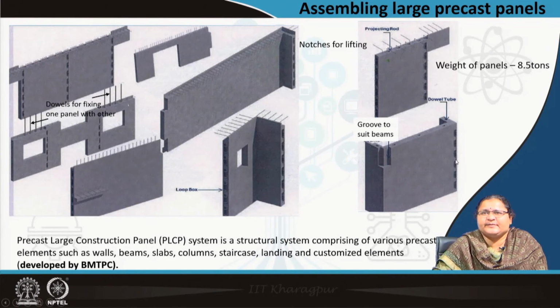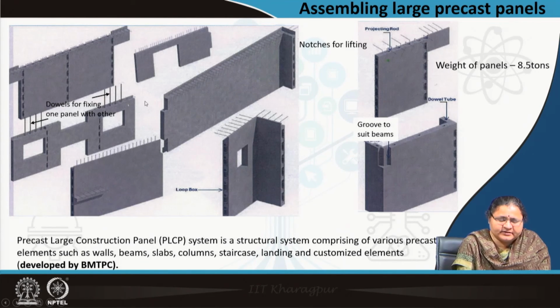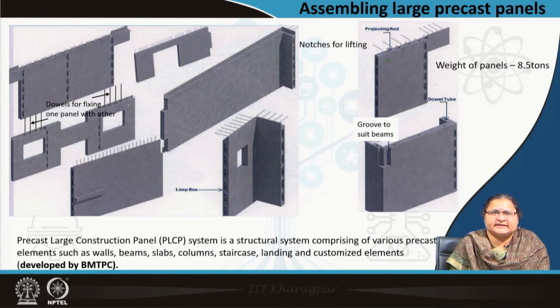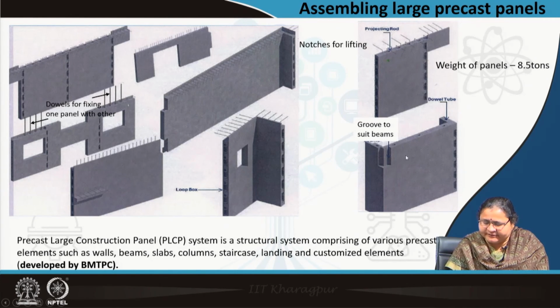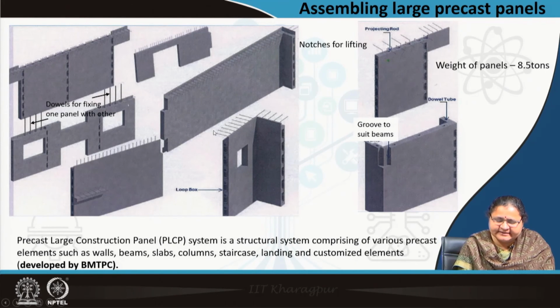This is a large precast panel. So, you have precast large construction panels. Here you see even the bends are there, even two openings are there. It is connected. You see the dowels are left which will go and be received. This has also been developed by BMTPC. You see here at this end a groove to suit beams. So, it may receive a beam which is precast, which we will discuss in our next lecture. You can have projecting rods to receive a floor slab. Till now we were discussing the panels sitting on the structural system, but here we can see provisions for plugging in beams and columns, receiving them, and you can carry on.